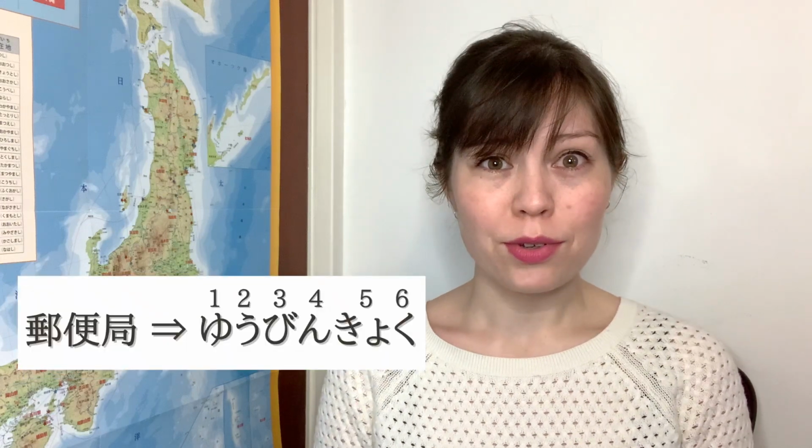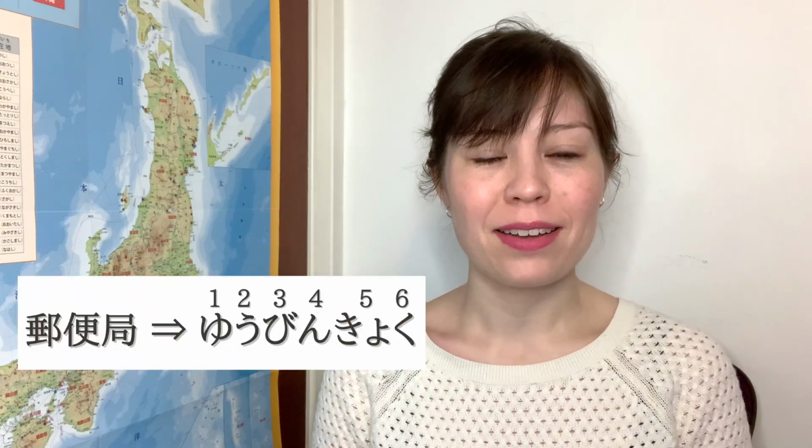Sho, the small yo gets grouped with the shi together to make the sho sound. The chiisai tsu is 1 mora on its own. A and i are pretty straightforward. They are 1 mora each. Yubin-kyoku, or post office, has 6 mora.